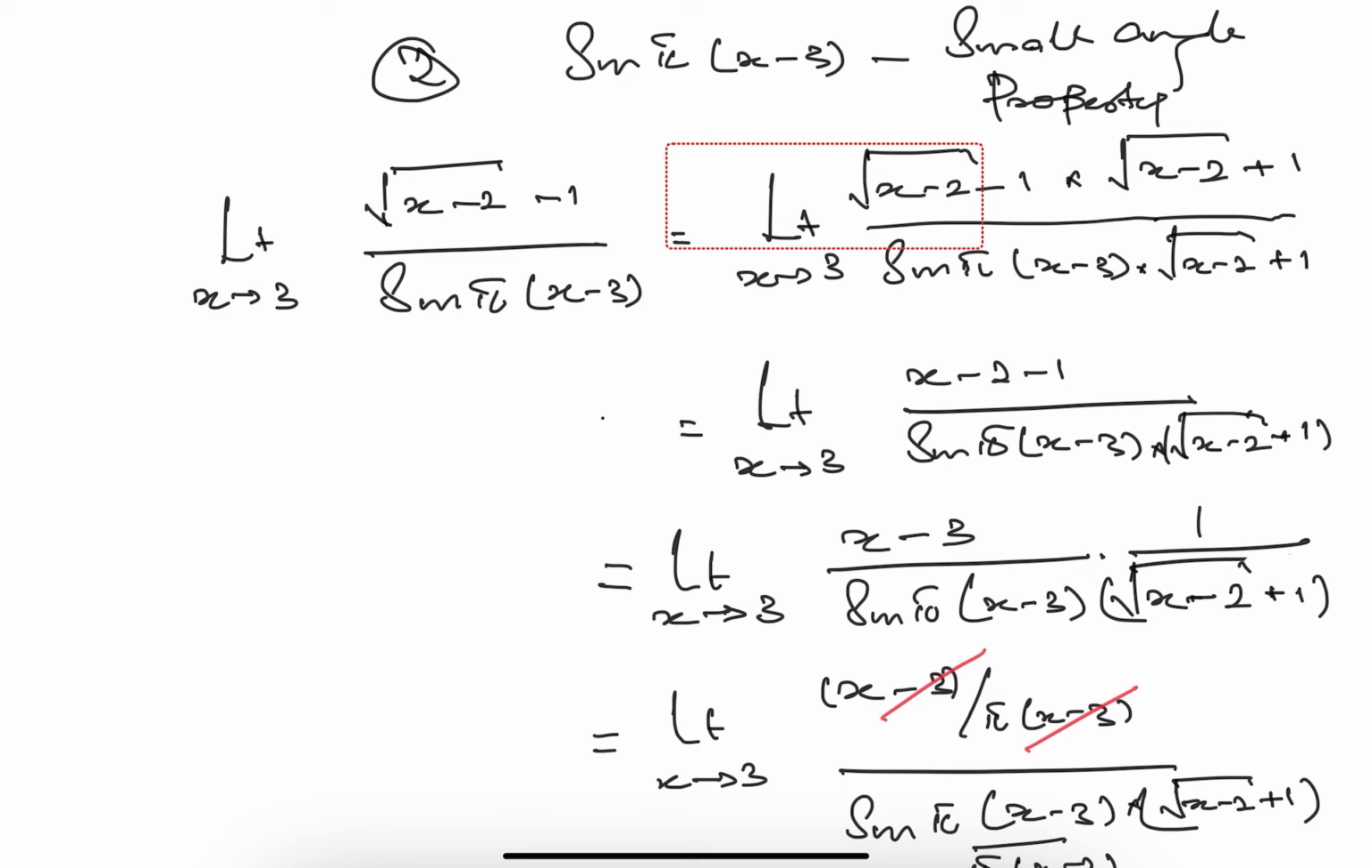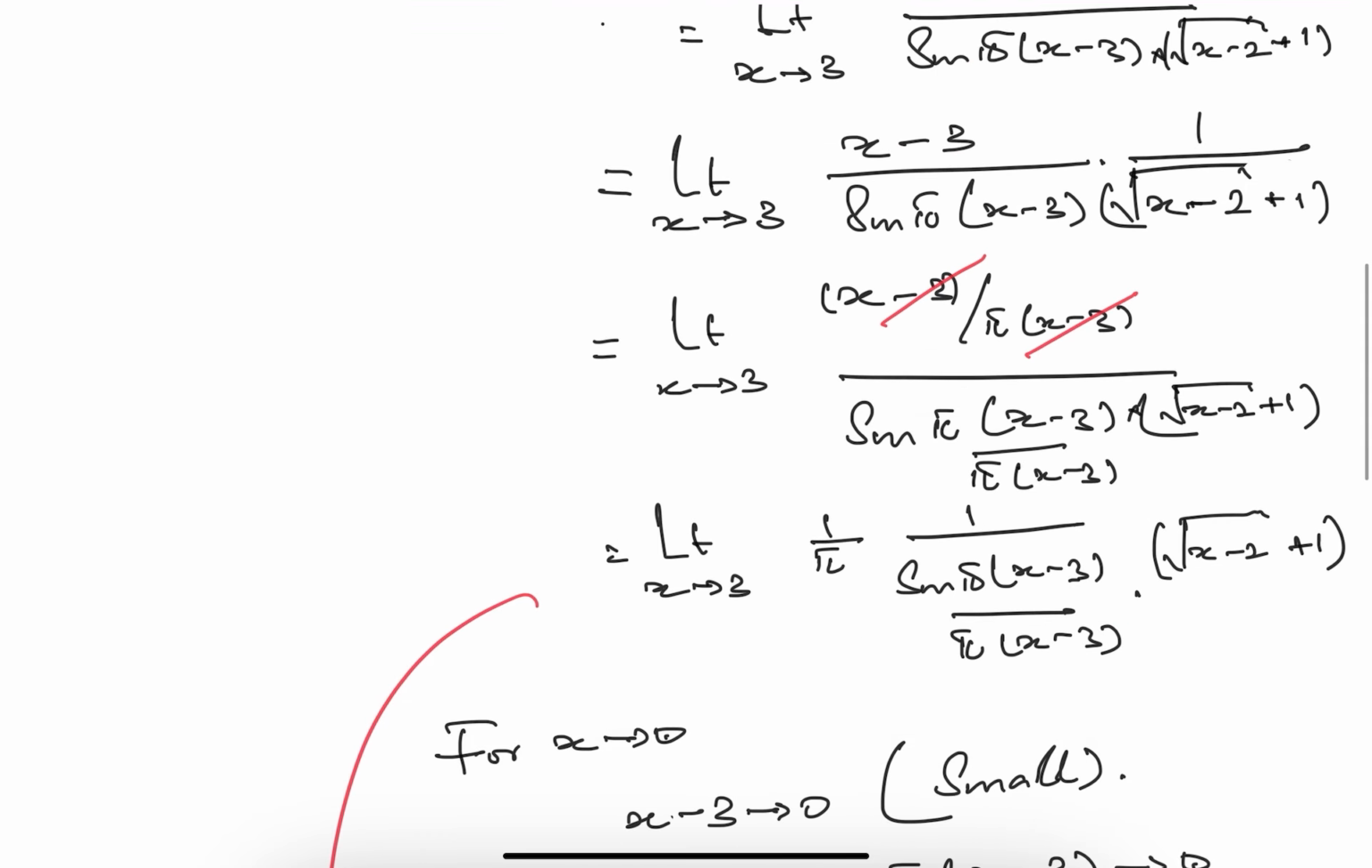That will give us (x minus 3) divided by sine of pi times (x minus 3), and of course we still have the square root of (x minus 2) plus 1 in the denominator. The conjugate work is done. Now we need to see whether we can get the small angle format. In the small angle format we are always looking for sine theta over theta, where the limit as theta tends to 0 equals 1.